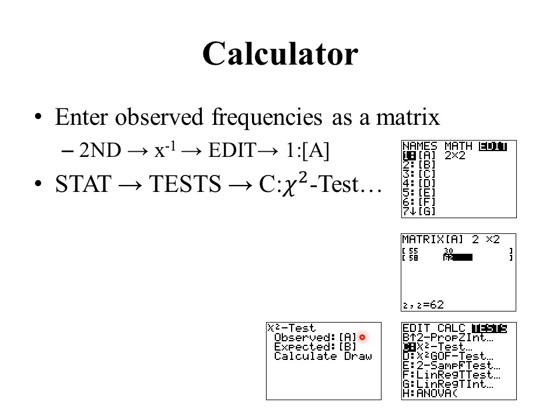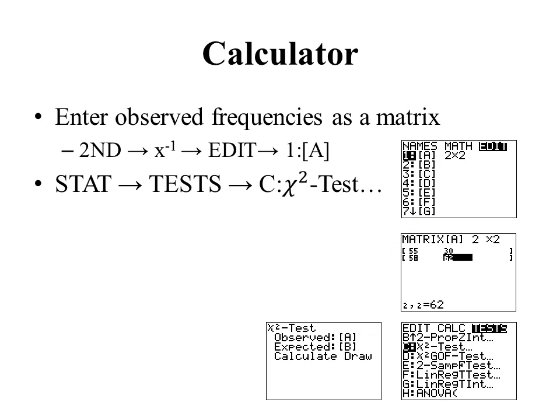Now the default value should be A. If it's not, or you want to change the name of that, you can just go back to the matrix menu, and then under the Names submenu, select the name of the matrix that contains the observed values.